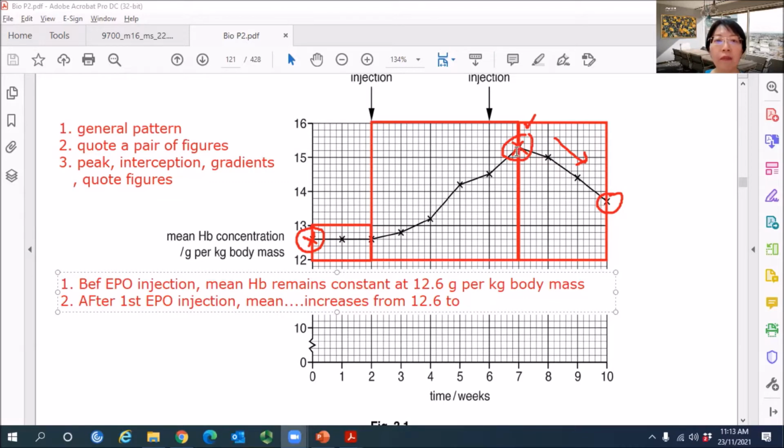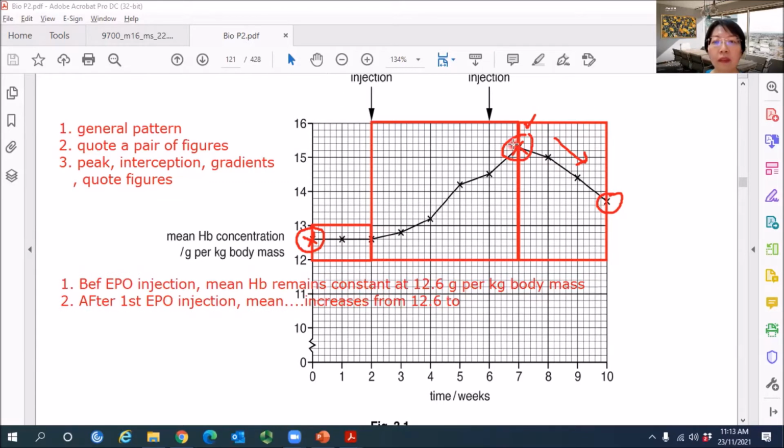What is the peak value here? 15 point... 15 point what? 15.2. Okay, 15.2. So after the first EPO injection, the mean hemoglobin increases from 12.6 to 15.2. You have to add in the unit, whatever unit, okay?